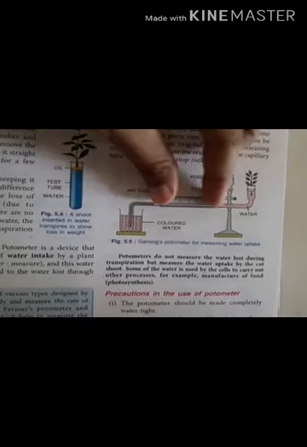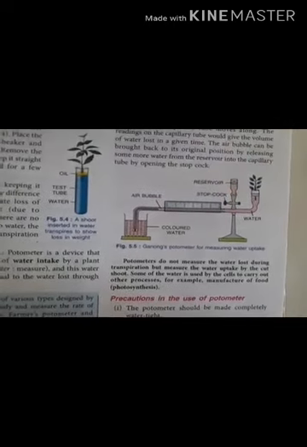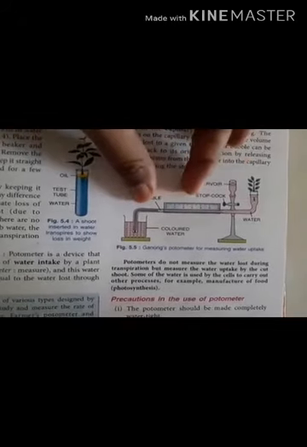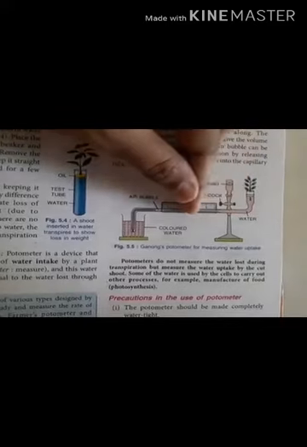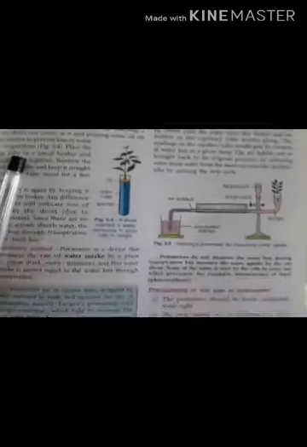Okay, and that is the volume of the water, which we can say is the rate of intake of water during transpiration. Afterwards, if you want to introduce the bubble back, you will open this stopcock, the water reservoir will enter, and the air bubble will get back. So this is Ganong's potometer.